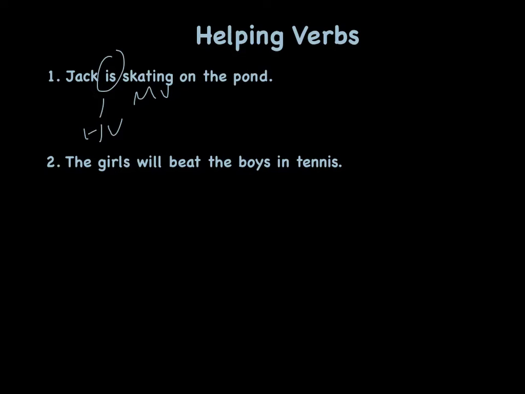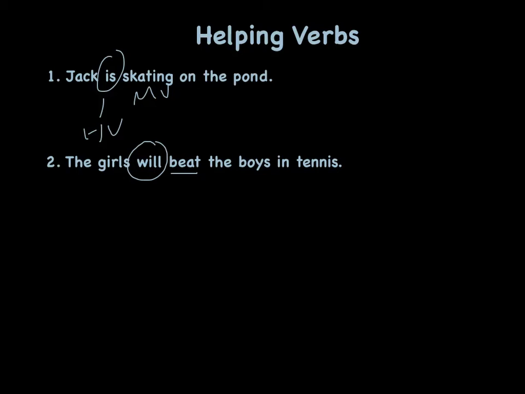The girls will beat the boys in tennis. Identify what the main verb is in this sentence. Alright, correct. I'm going to underline the main verb, and it's beat. And we know that that's a physical action verb. Next, what I'd like you to do is identify the helping verb in this sentence. And good job. If you identified will as our helping verb, then you've got this right as well.